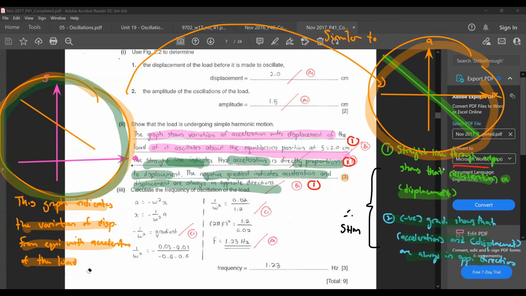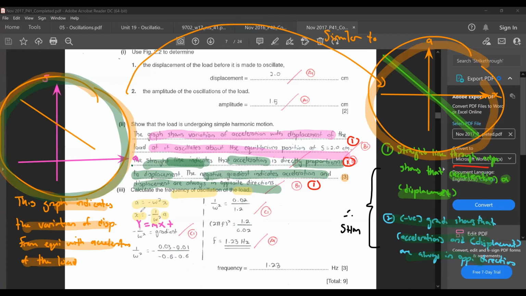Okay, so if you're all right with this, then the next part of the question is asking you to calculate the frequency of oscillation of your load. In your case here, the one written inside your worked solutions is trying to relate your graph to a straight line equation, where I say that a is equal to negative omega squared x, then x is equal to negative 1 over omega squared a, and then we're trying to relate this to y equals mx plus c.